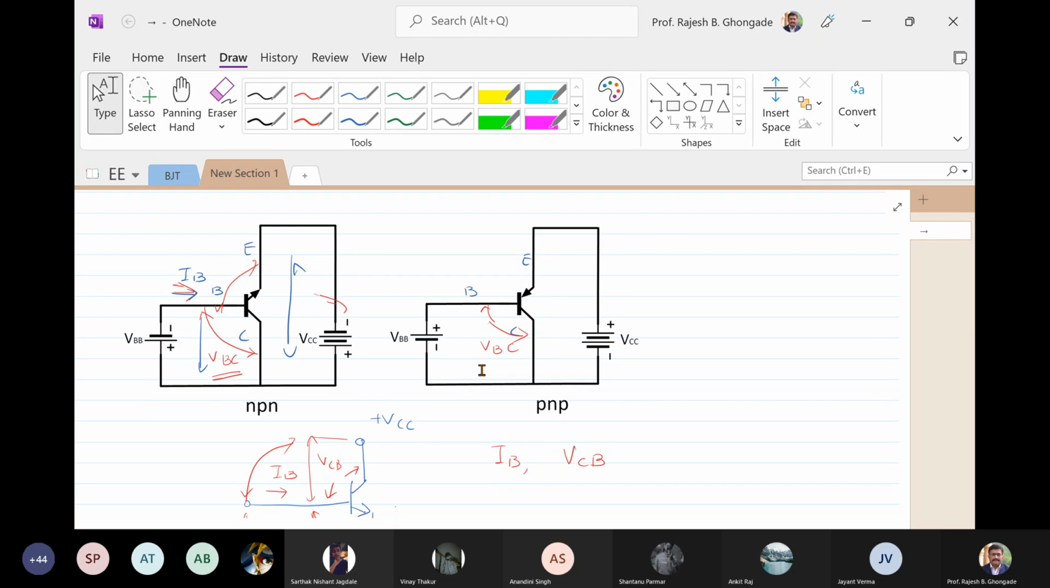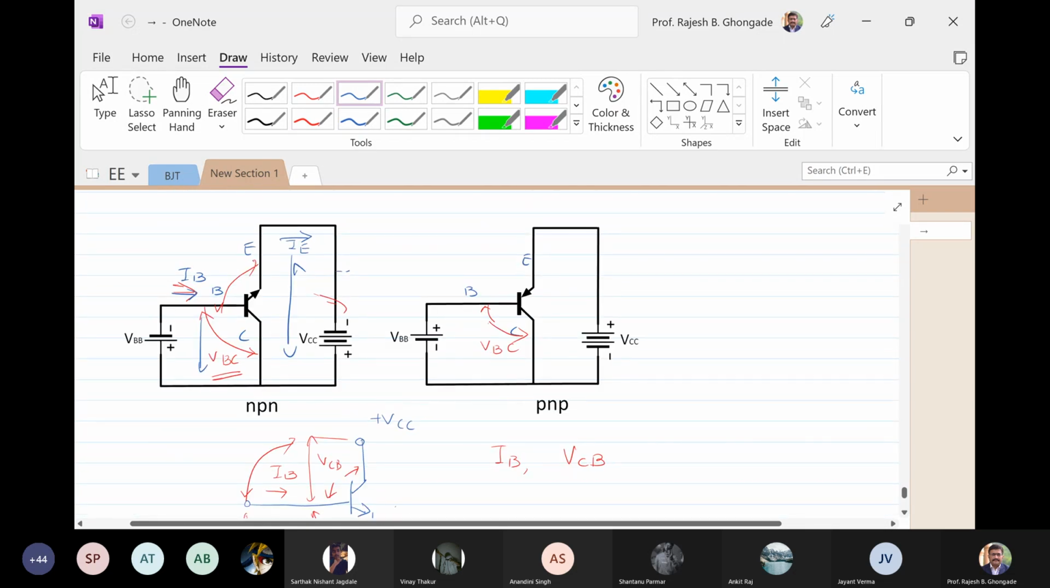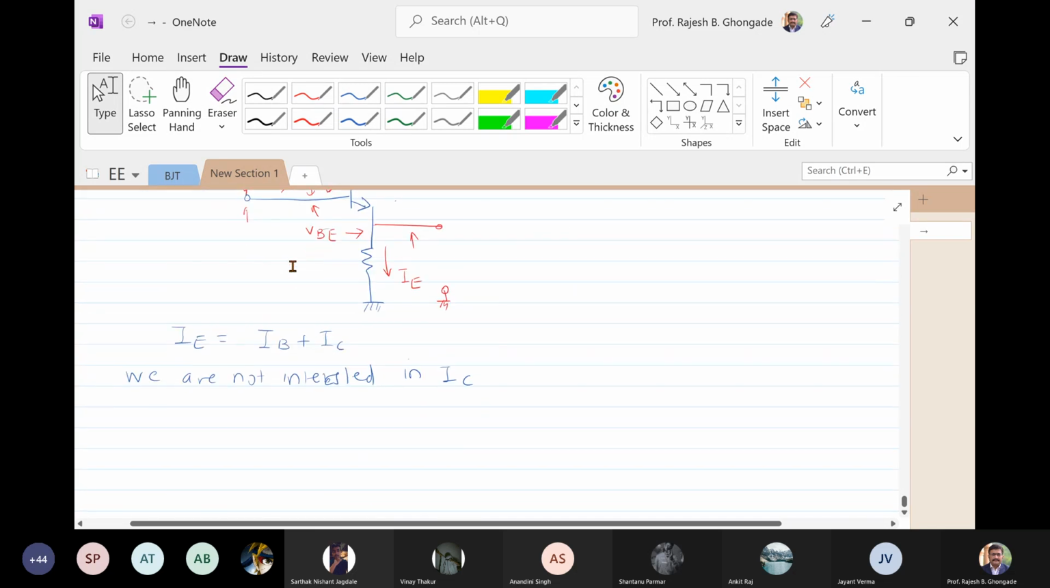Guys, am I audible? Yes, sir. What is the output current here? IE. Yes, it is IE. Don't worry about the direction of current flow. That's fine. So input current is IB, output current is IE. So we are not interested in IC per se.